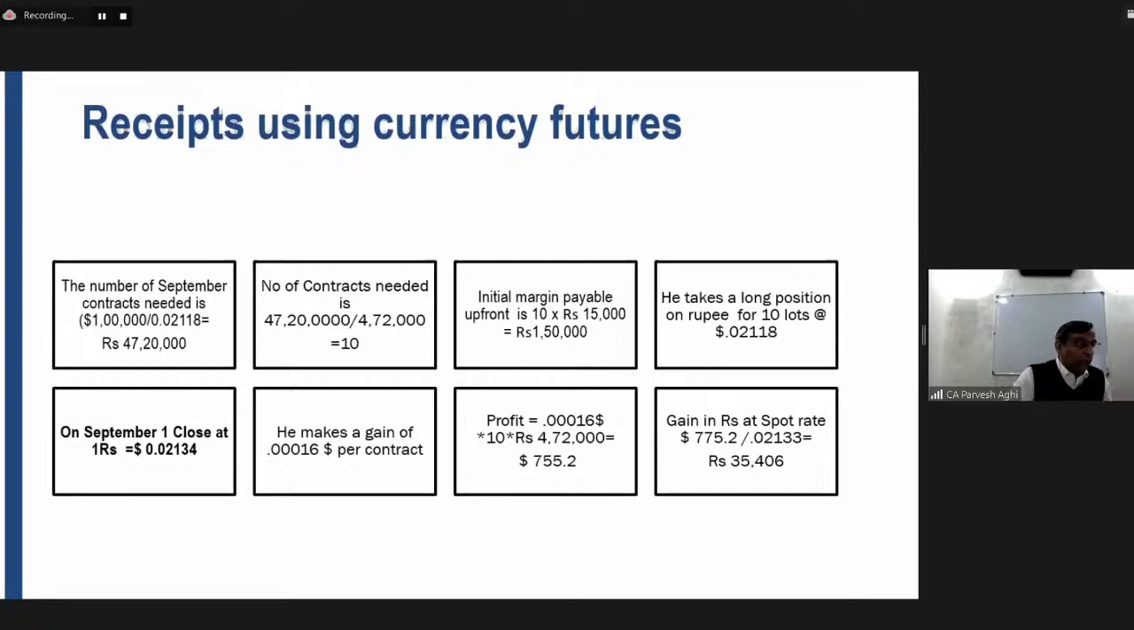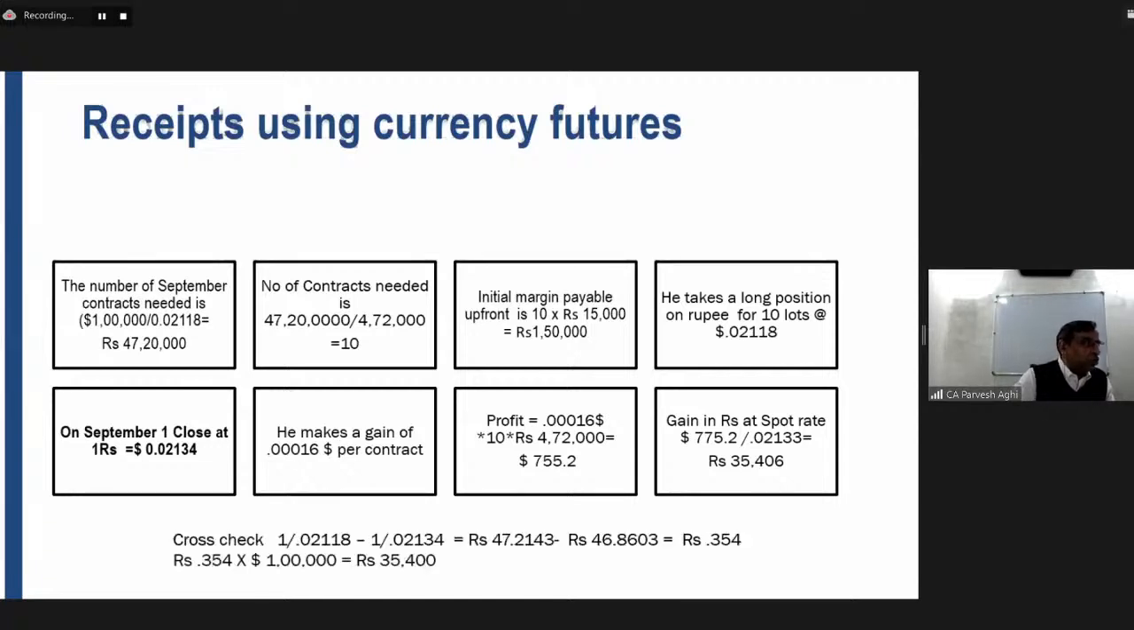Now, of course, you will be wondering, since everything has been calculated in a reverse fashion, you can do a cross check. The cross check is given here. When we started, if you would have taken a long position in dollars, the dollar would have been 1.1 divided by 1.0018. At the close, it would have been 1 divided by, so this number is coming from here, and this number is coming from here.